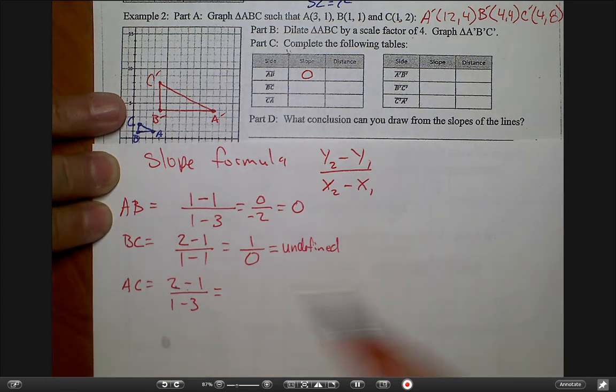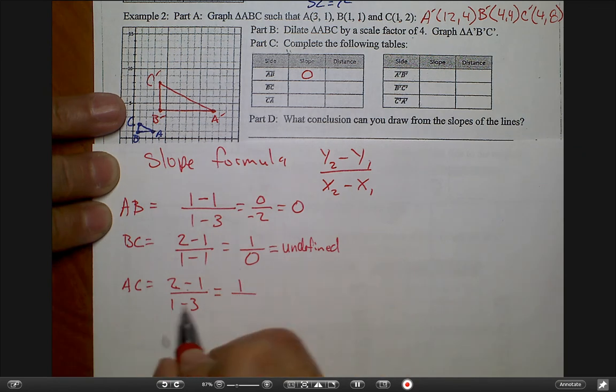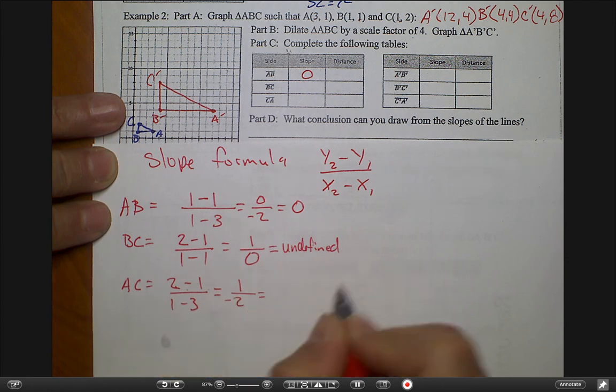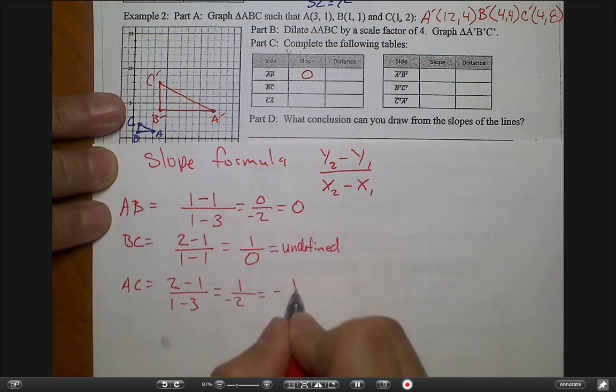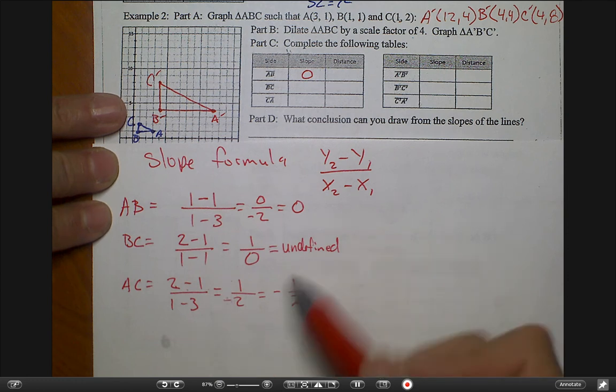Two minus 1 is going to give me 1, right? 1 minus 3? Negative 2, right? So my slope is negative 1/2. You just put the negative out front. If the negative was on top, it would also go out front. But if it's on top and bottom, two negatives make a positive, right? Yes. So I have this one right here.